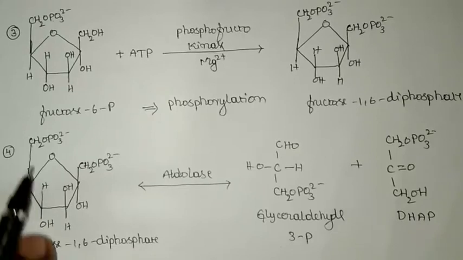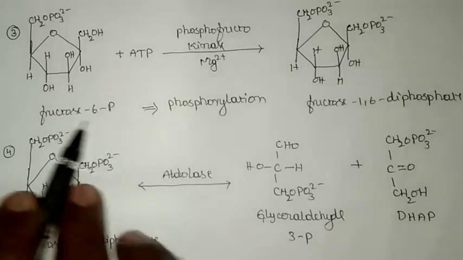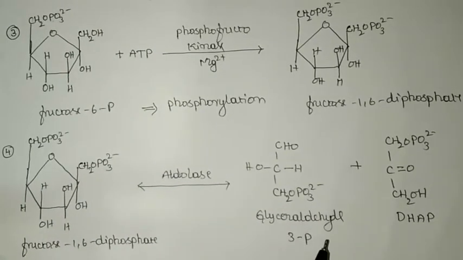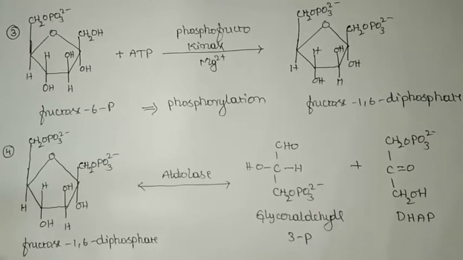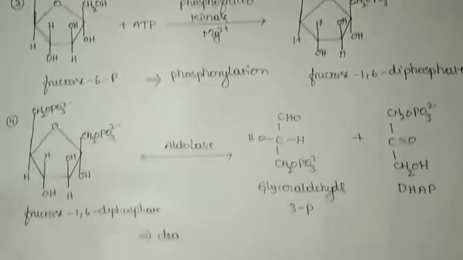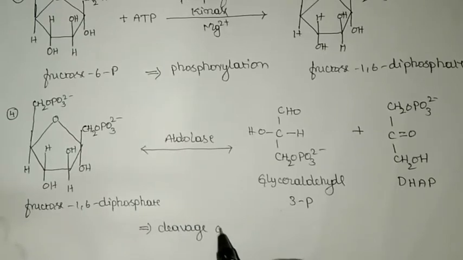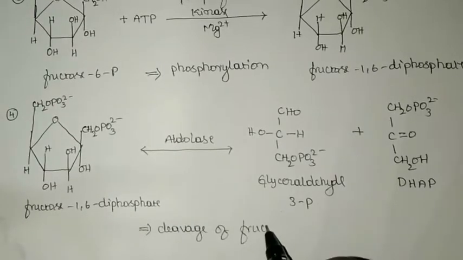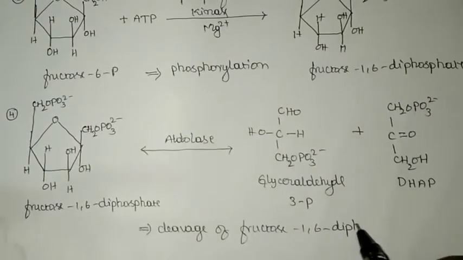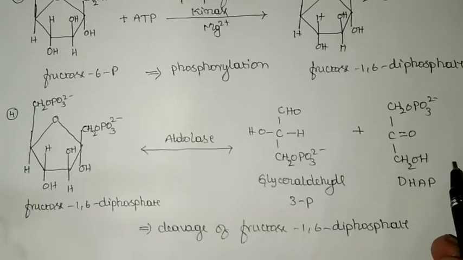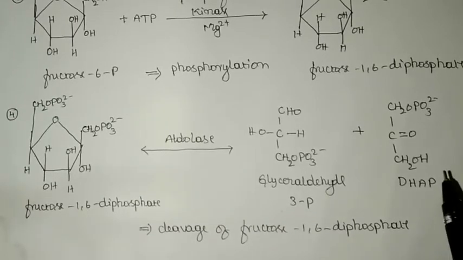So what we can say, in the fourth reaction there occurs cleavage of fructose 1,6 diphosphate so as to get glyceraldehyde 3 phosphate and dihydroxyacetone phosphate. So it is the process of cleavage of fructose 1,6 diphosphate. So the 1,6 diphosphate will undergo cleavage so as to produce two 3 carbon atom components. So this is the fourth reaction.